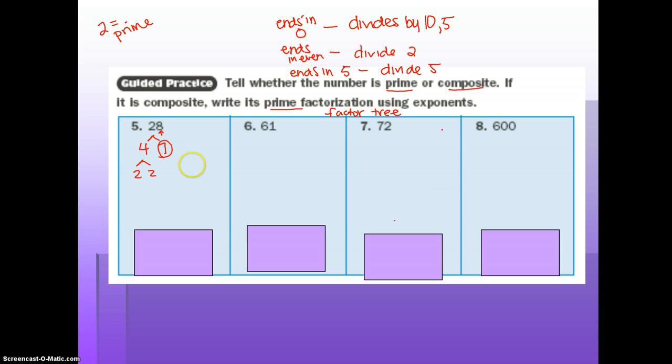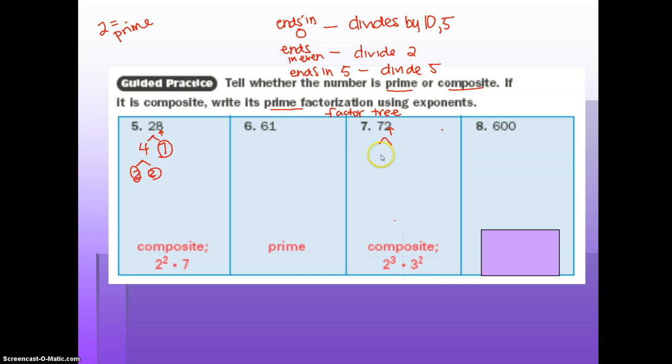Number 5 is an even number, so we know that it's going to be composite. The only even number that is prime is 2. You can see the factor tree. We have 2 squared times 7. 61, the only thing that divides into it is 1 and 61, so it's prime. 7 is even, so we can use our factor tree. 2 cubed times 3 squared.